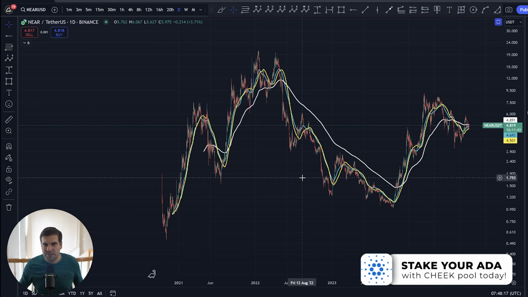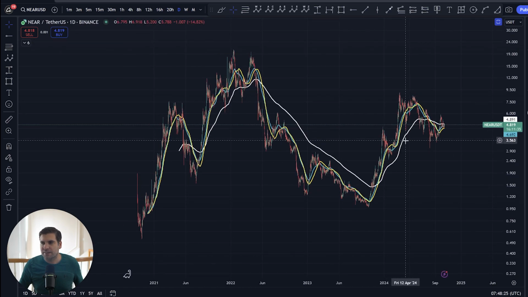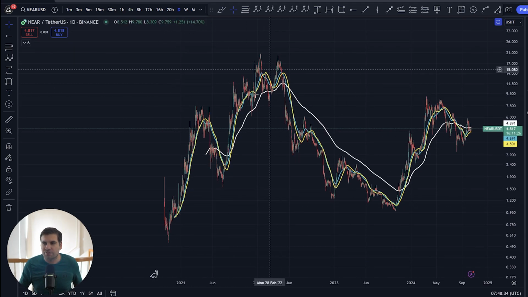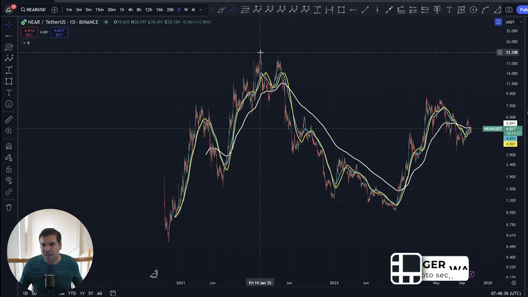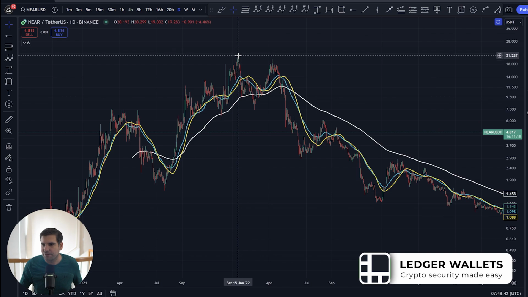Okay, so we can't time the market, but what we can do is be predictive over where the market is likely to go based on how people are behaving. So for us to understand the 2025 potential for Near, we need to understand what happened in 2020 and 2021. Okay, here we can see a really nice run from the lows of 2020 up to the peak that was in January of 2022. Here for Near, right? You can see it right up here.